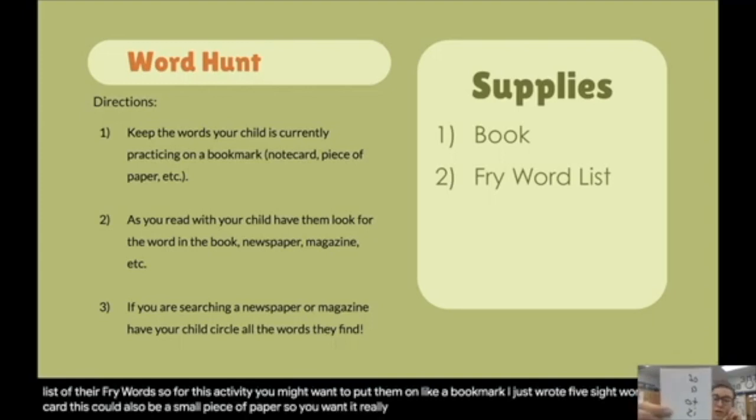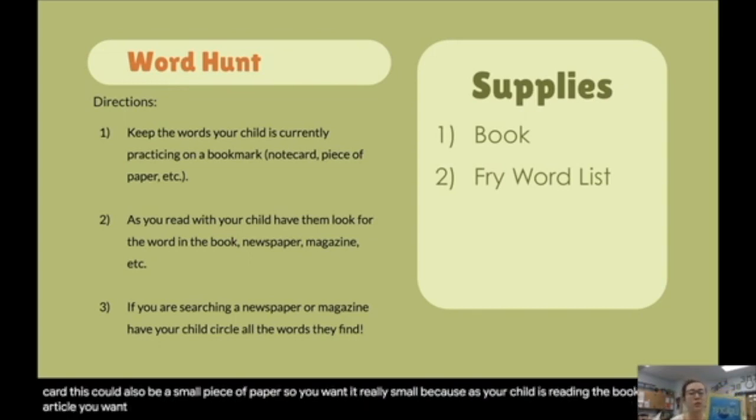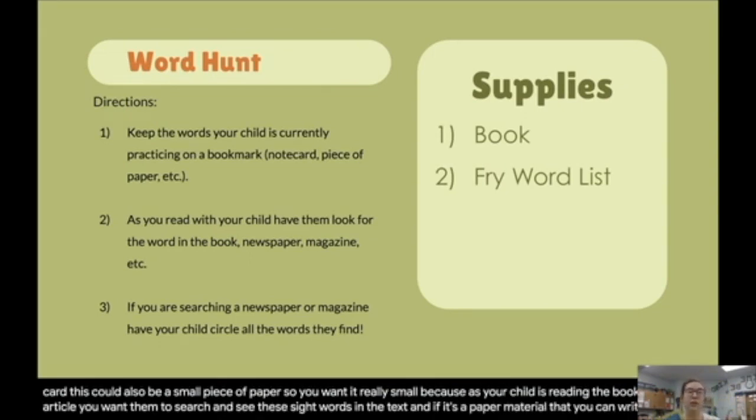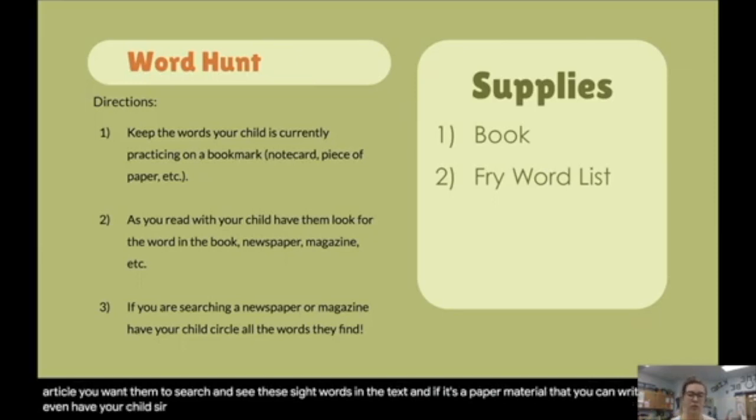So you want it really small because as your child is reading the book, magazine, or article, you want them to search and see these sight words in the text. And if it's a paper material that you can write in, you could even have your child circle those sight words. So I'm going to open this up to an article.